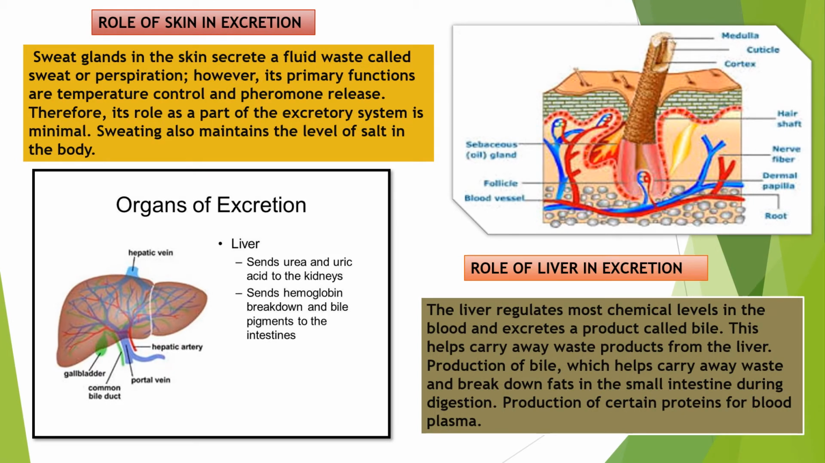Now we are going to discuss the role of other organs, that means except kidneys, roles of other organs in the excretion process. First, we are going to discuss the role of skin in excretion. Sweat glands in the skin secrete a fluid waste called sweat or perspiration. However, its primary functions are temperature control and pheromone release. Therefore, its role as a part of the excretory system is minimal. Sweating also maintains the level of salt in our body.